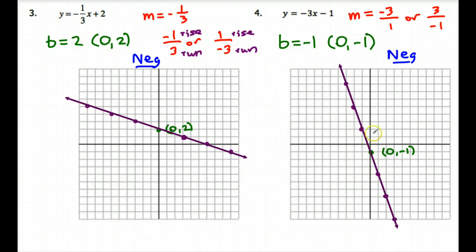So a line with a slope of -3 over 1, that's a whole number, is going to be a lot steeper, as you notice, compared to a line with a proper fraction slope of -1/3, like this. So just make sure your lines have the correct steepness based on whether the slope is a whole number or improper fraction versus a proper fraction, like 1/3.